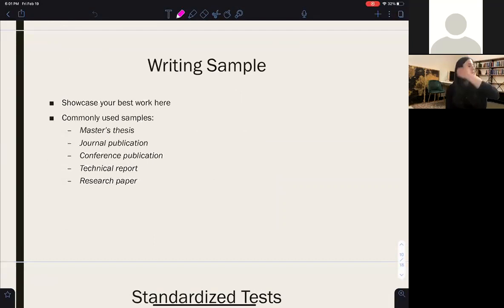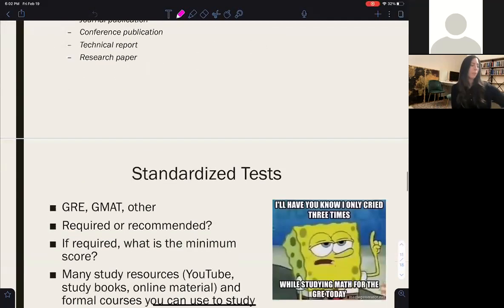Okay, the next piece is your writing sample. This is really one where you want to showcase your very best work to the selection committee. Some commonly used samples here: if you have a journal publication that you've worked on, that would be the best because that's already been reviewed by people. The next thing I would say is a master's thesis is a really good option. For my writing sample, I believe I provided a journal publication, but I also worked on a master's thesis, so I had that option as well. You could do a conference publication, a technical report if you've worked in industry, or just a research paper. Any of those are options here.